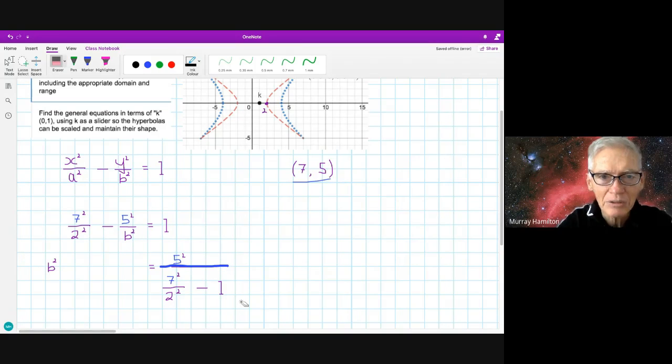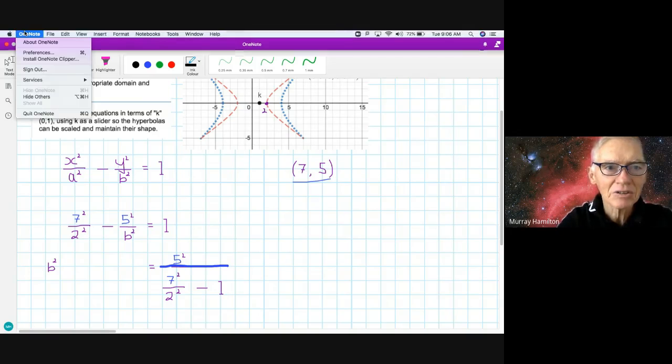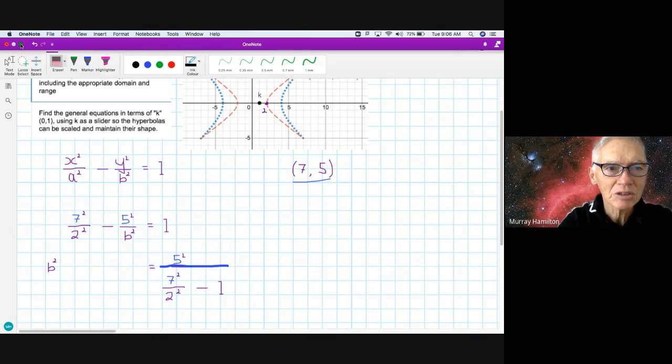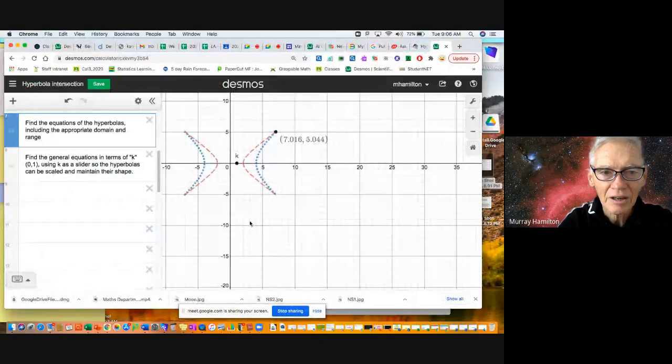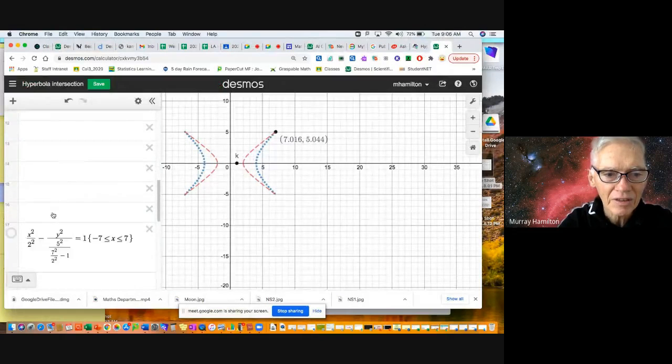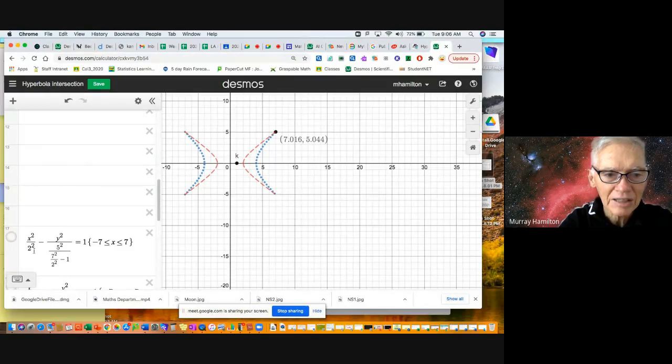So I'm going to go back to Desmos, and just to help speed things up a bit, hopefully I've already got that there. Here it is, x squared over 2 squared minus y squared over 5 squared divided by 7 squared minus 2 squared. So when I put that in, there we've got our red hyperbola. Isn't that pretty cool? Now this is going to be really handy.